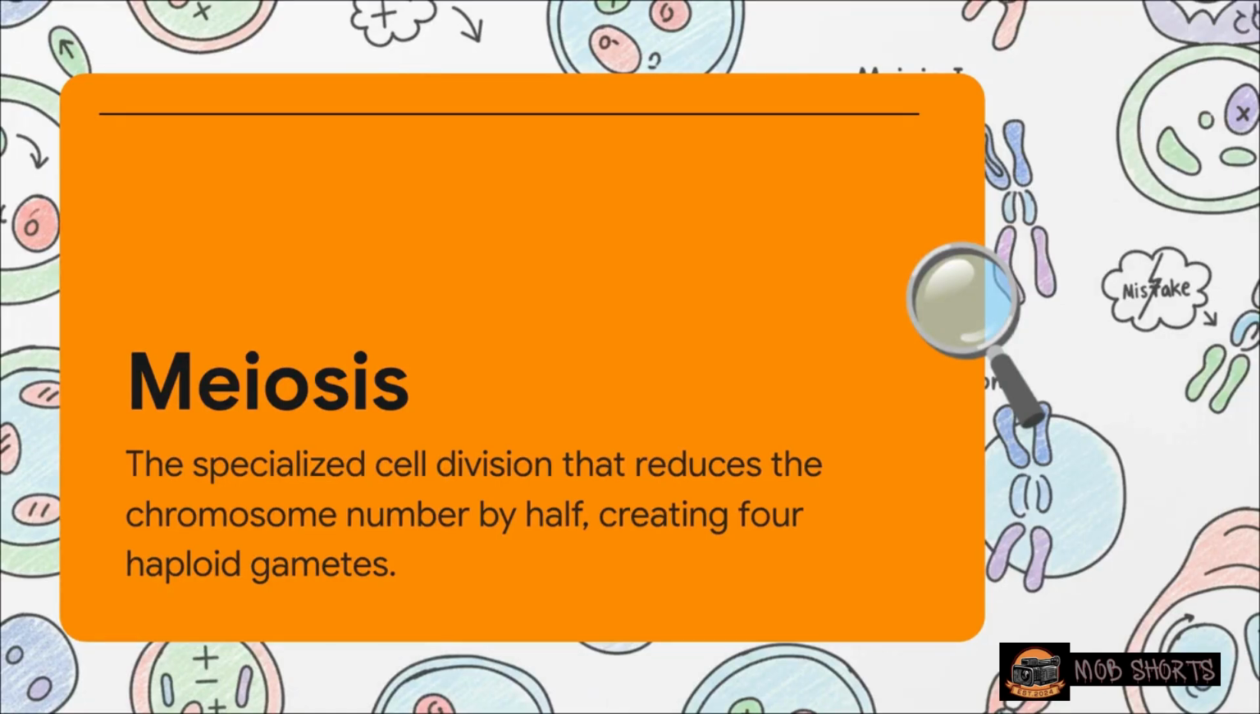Just think of it as the great halving process. It takes one cell with the full set of 46 chromosomes and, through a couple of divisions, produces 4 specialized cells, sperm or eggs, that each have just 23 chromosomes. We call these haploid gametes. And this halving is absolutely critical, right? Because when a sperm with 23 chromosomes and an egg with 23 chromosomes combine, they bring that number right back to the magic number 46.